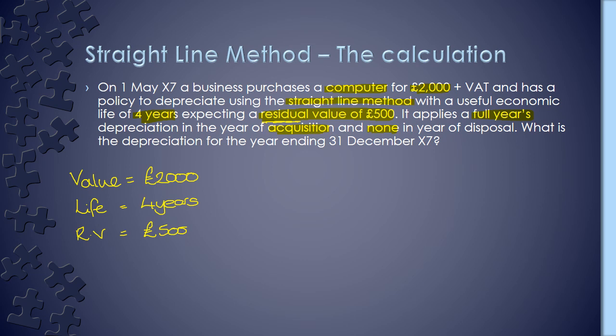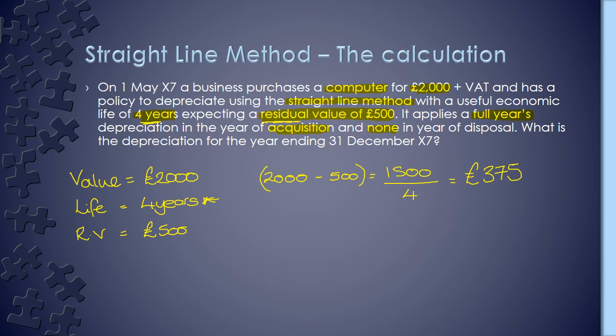So let's work through how we'd calculate the year's depreciation. So this time you're going to do 2,000 minus the residual value, first of all, and that's going to give us 1,500. Then you're going to divide that by your life, so your 4 years, which then gives you a depreciation value of £375.